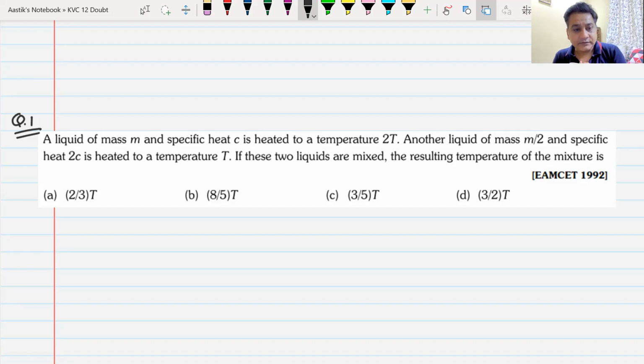A liquid of mass m, specific heat C, is heated to a temperature 2T. Another liquid of mass m by 2, specific heat 2C, is heated to temperature T. These liquids are mixed. What is the resulting temperature? You have 1 minute to do it.